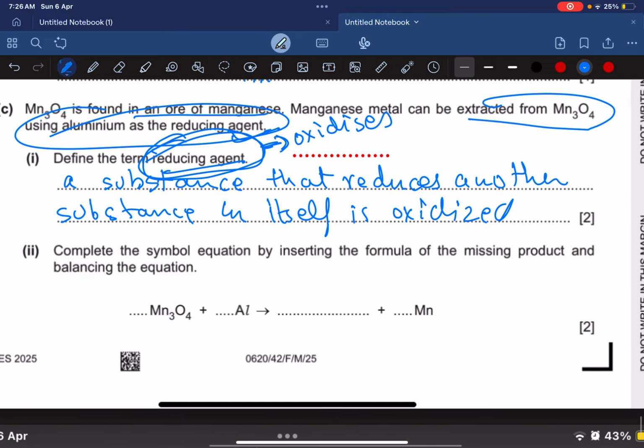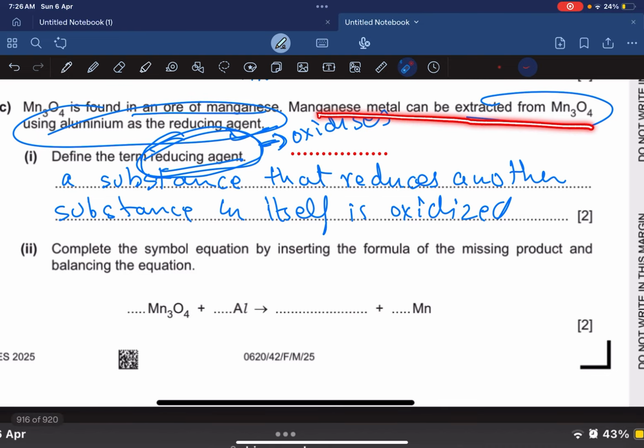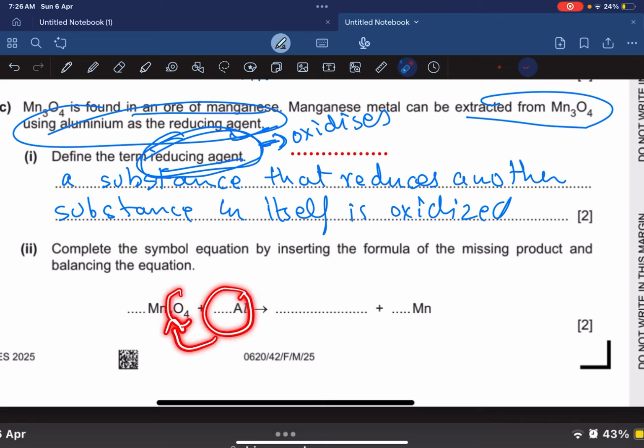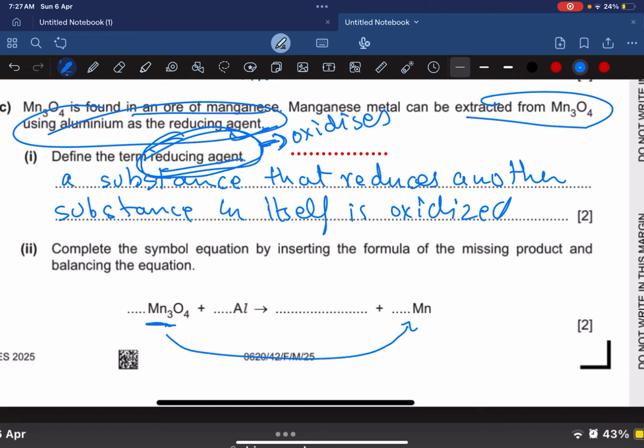Okay, complete the simple equation by inserting the formula of the missing product and balancing the equation. Manganese metal is extracted from Mn3O4 using aluminum as a reducing agent. That means aluminum is going to reduce it and aluminum is going to form an oxide, and manganese is basically thrown out, or reduced from its ore.